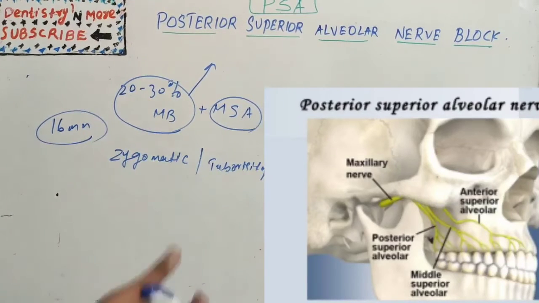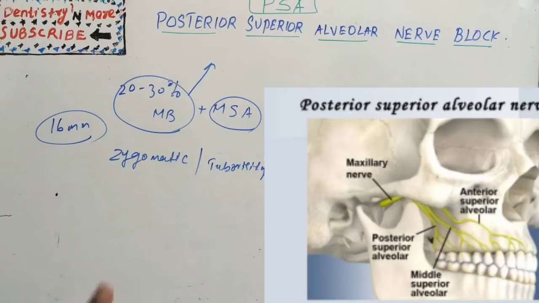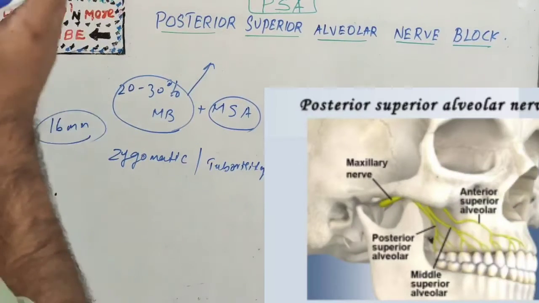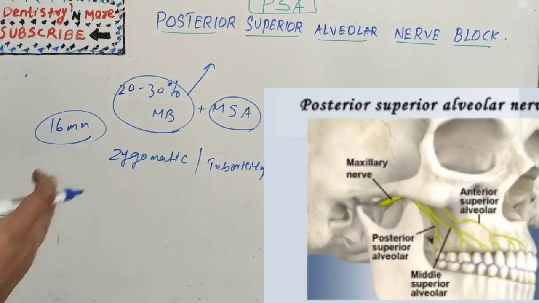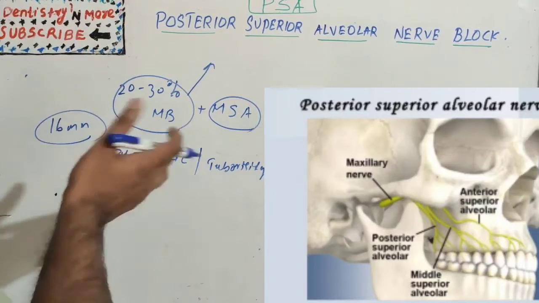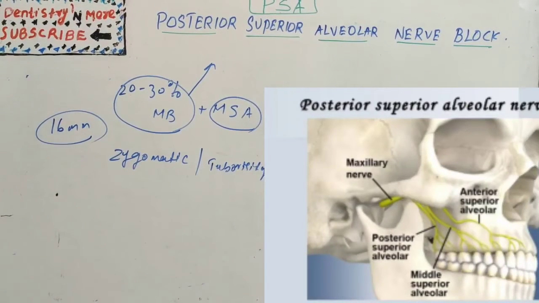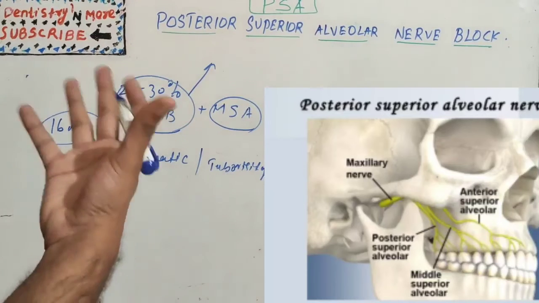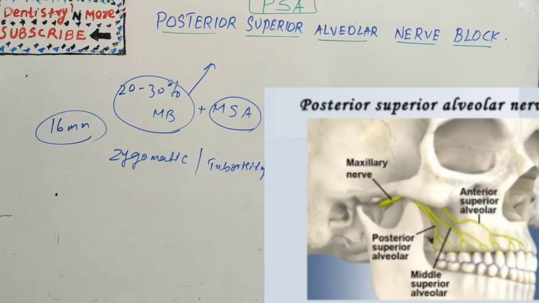The nerve anesthetized is the posterior superior alveolar nerve and its branches. The area anesthetized is mainly the maxillary third and second molar and the first molar also, except the mesiobuccal root, but that is only in around 20 to 30% of the cases. So that is the nerve and area anesthetized. Now, what are the indications?